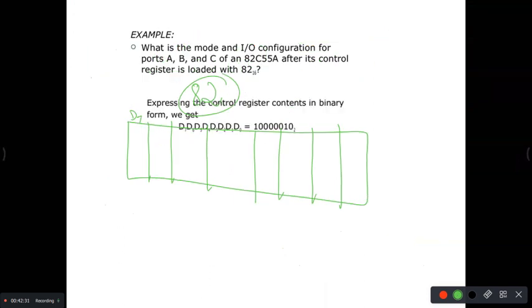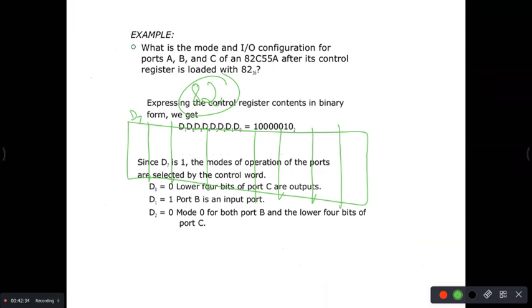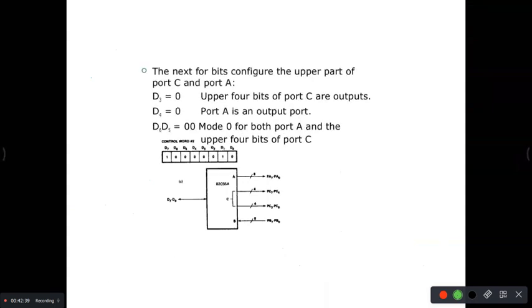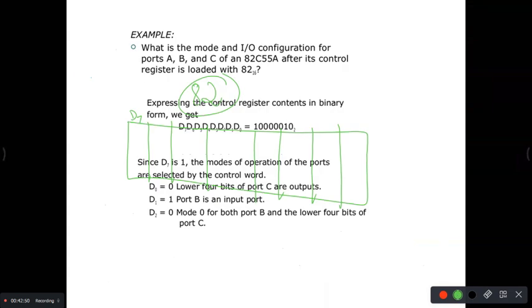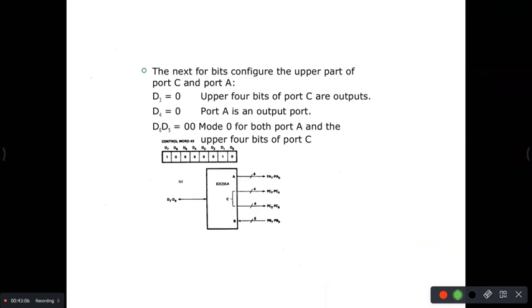This is the answer. I have already given the answer for this. Check. Right? Take down the answer. This is the answer. D0, D1, D2, and see what are the remaining ones? D3, D4, D5, D6. What exactly does it show? Fine.